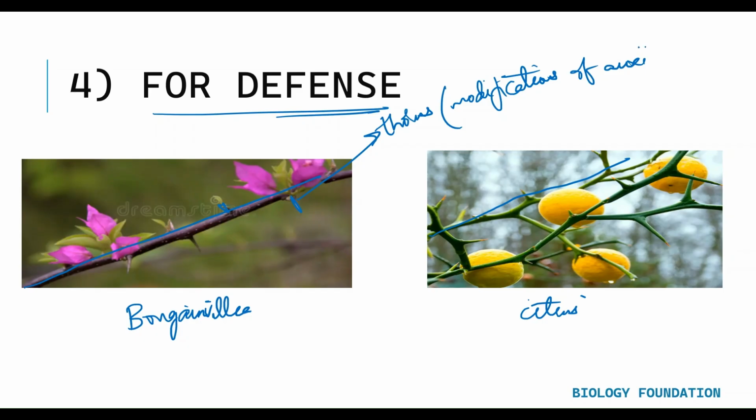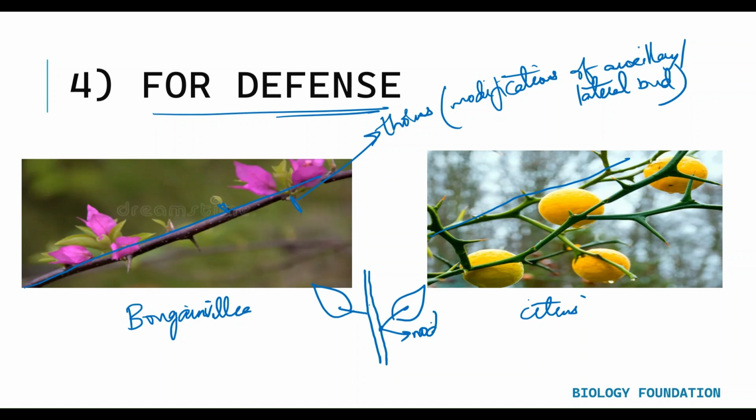What is an auxiliary bud? Auxiliary bud is also known as lateral bud. It is present at the sides of a plant. Or I can say, let's assume this is your stem. Here you have a leaf. What is this position called? Node. The angle formed between the leaf and the stem is known as axil. The bud arising from the axil is known as auxiliary bud.